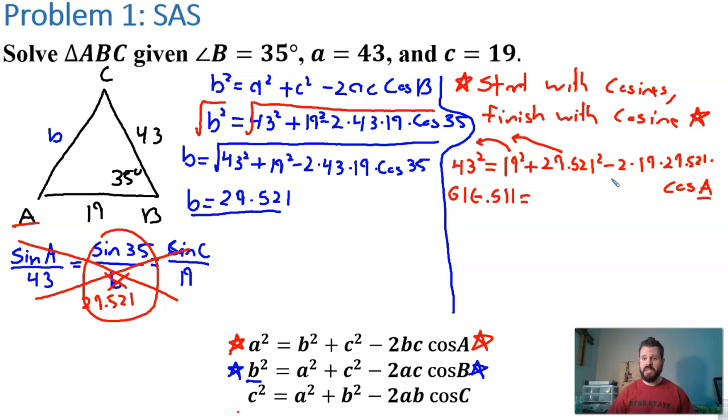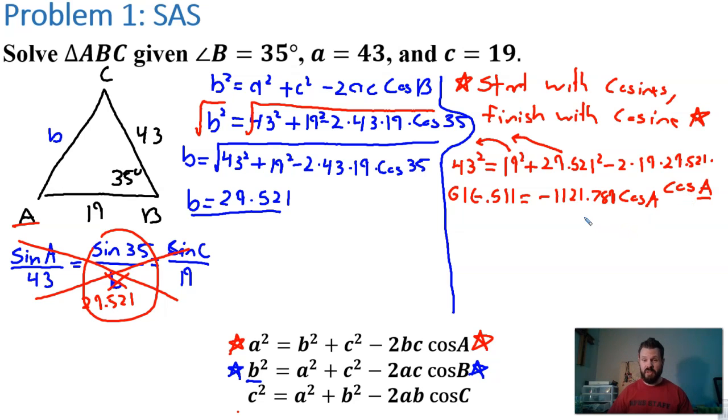Then the other thing I'm going to do is I'm going to take care of this multiplication here. The negative 2 times 19 times 29.521. And when I do that, I end up with a negative 1121.789 times the cosine of A. So again, just talking you through that, I subtracted the two things that were being added together here and then just did all this multiplication. I can't just combine all this stuff together because the negative 2 times 19 times 29.521 is hooked onto the cosine A.